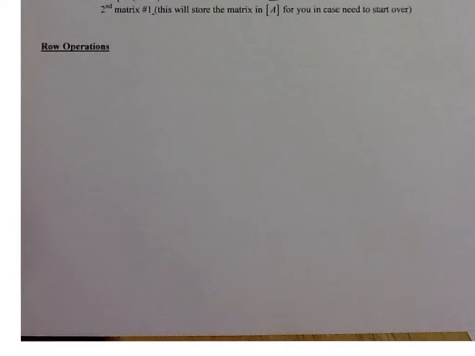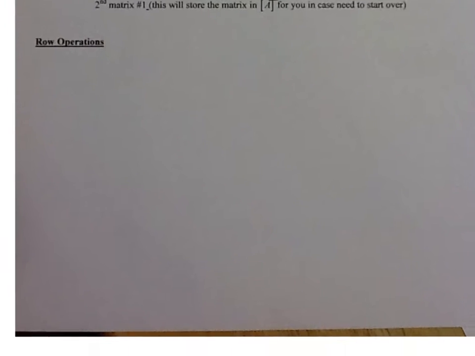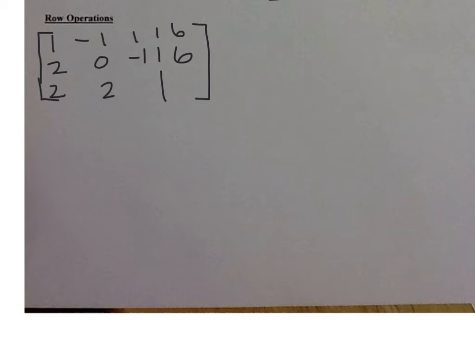Okay, so I'm just going to move this up. All right, so now what I would like you to do is to rewrite your matrix down where it says row operations. So I have 1, negative 1, 1, 6, 2, 0, negative 1, 6, 2, 2, negative 1, and 12.